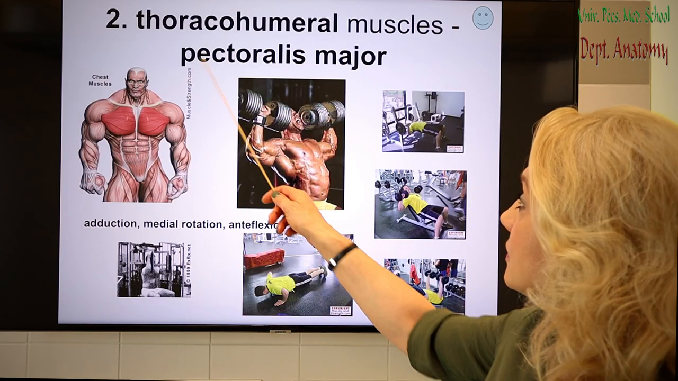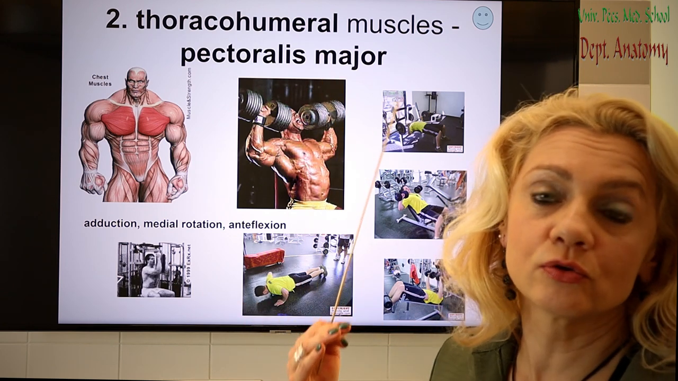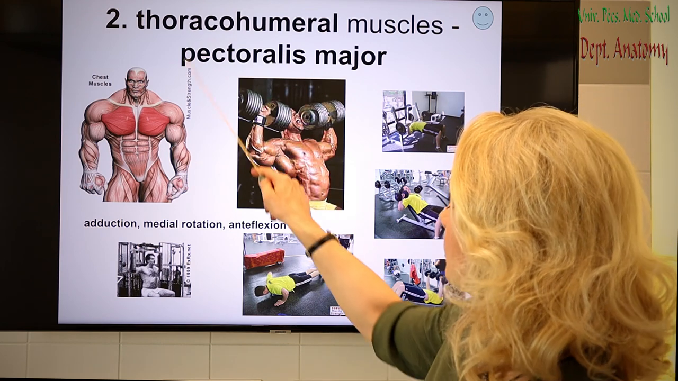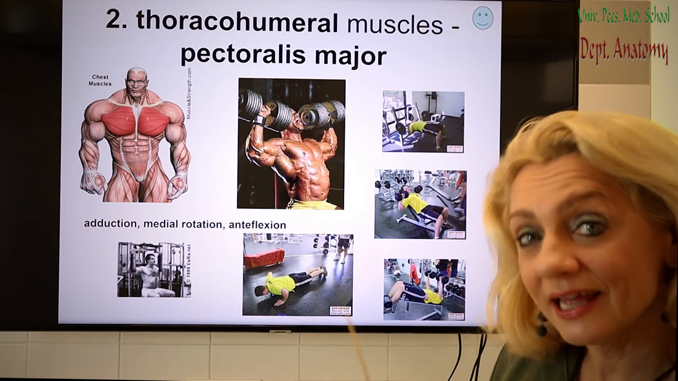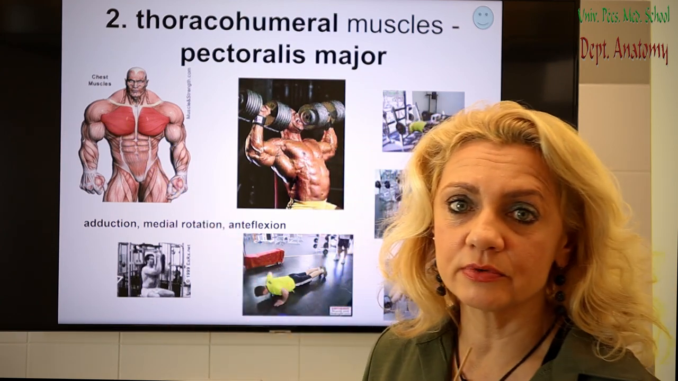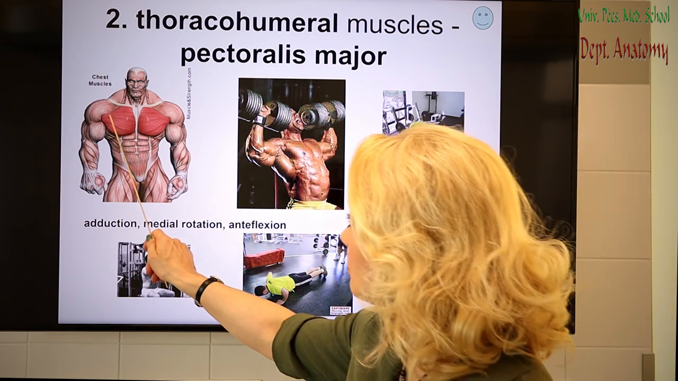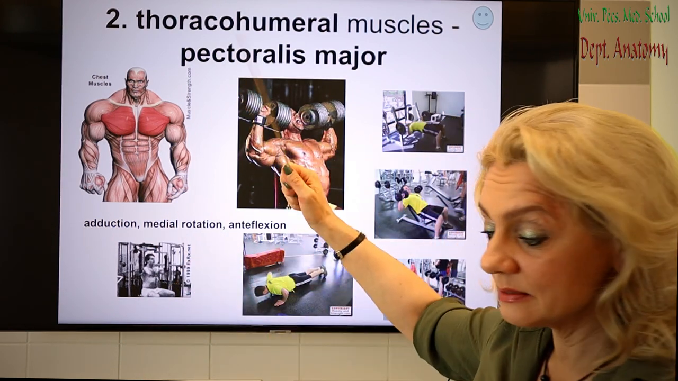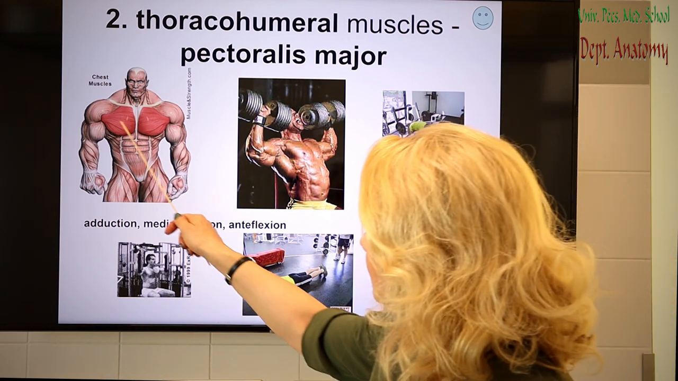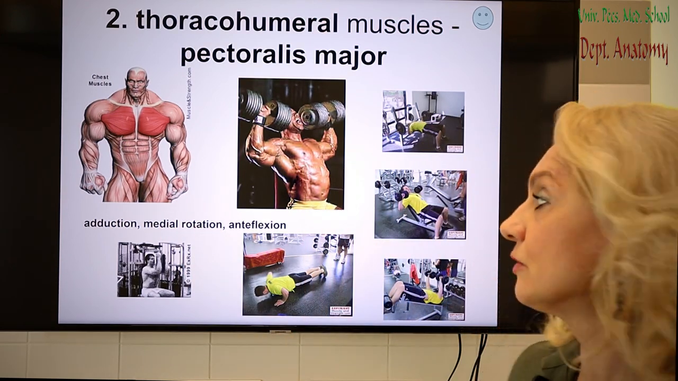Next group is the thoracohumeral muscles, between thorax and humerus. As the name tells you, the biggest member is the pectoralis major. Again, we have a muscle with descending, straight and ascending fibers. So these things can do different things, although the whole muscle as one does mainly adduction and anteflexion. And because it goes to the anterior part of the humerus, it does medial rotation.